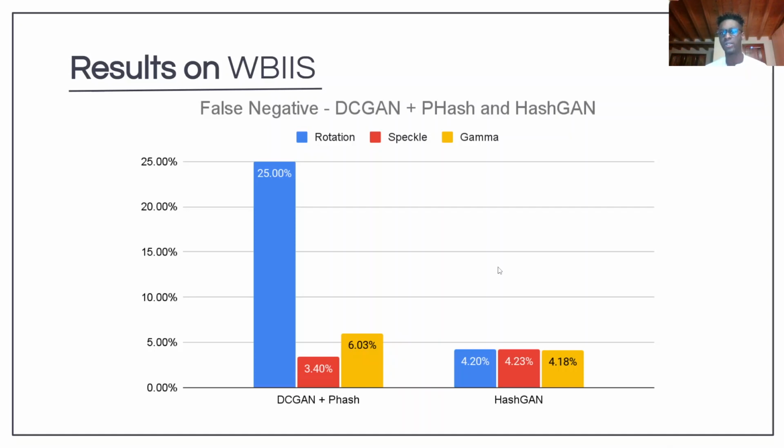While HashGAN has a curious property here, it keeps the same rate of false negative across rotation, speckle, and gamma correction transformation, which is something that is interesting to see. Also, this shows that HashGAN generates hashes that are slightly different, there are differences over the threshold that we set. So the hashes differ by more than, let's say, 4 or 5 digits, and this generates this false negative.